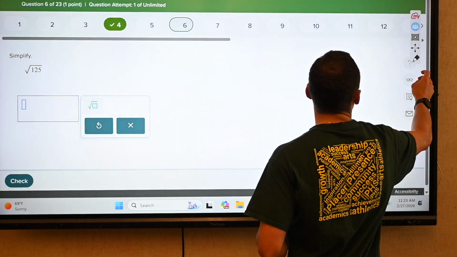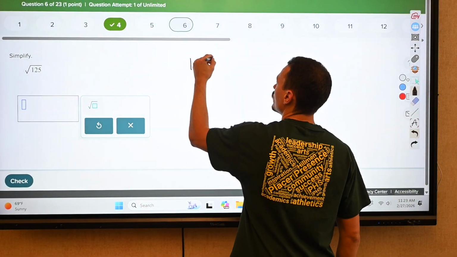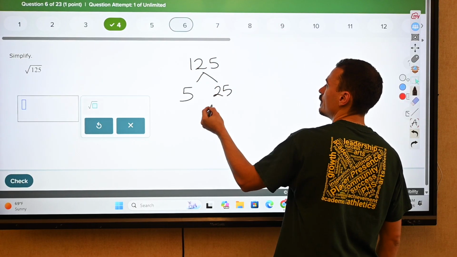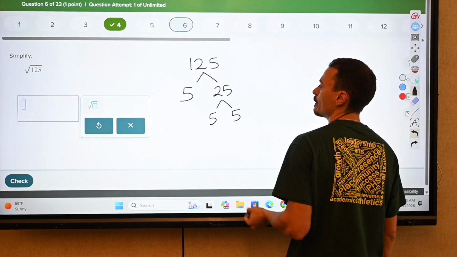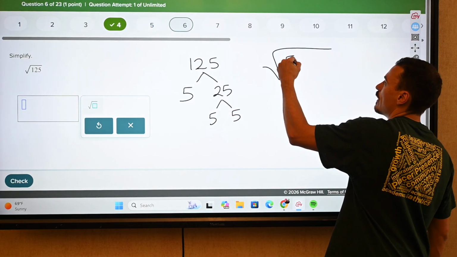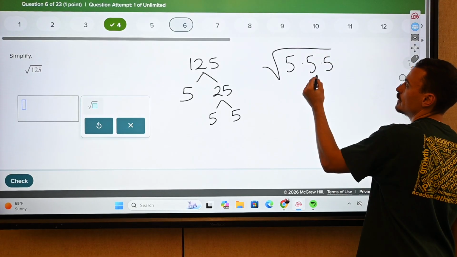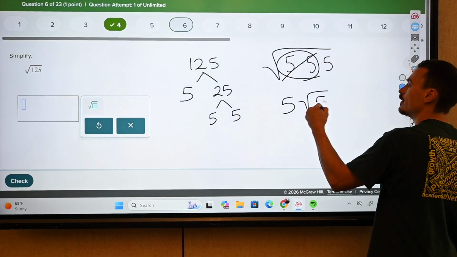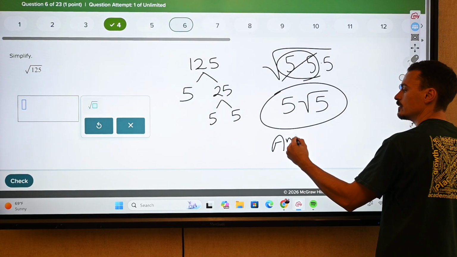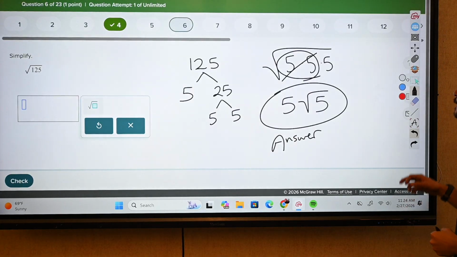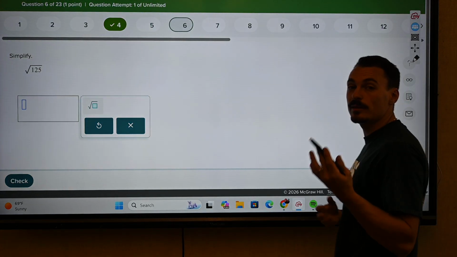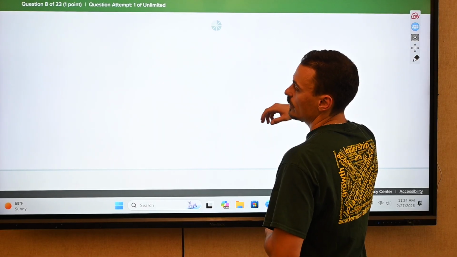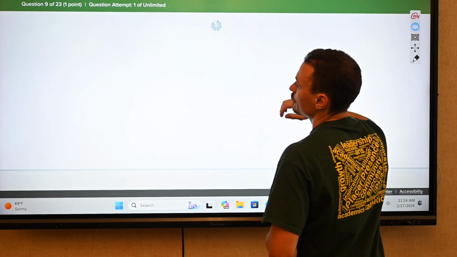Let's go 125. We can't do 125, but we can do 5 times 25, which is 5 times 5. So we have square root of 5 times 5 times 5. You need 2 to pull 1 out, so we have 5 root 5 as our answer. Rewind the video if you need to look at that again. 27, I'm not going to do that one. Not going to do that one.